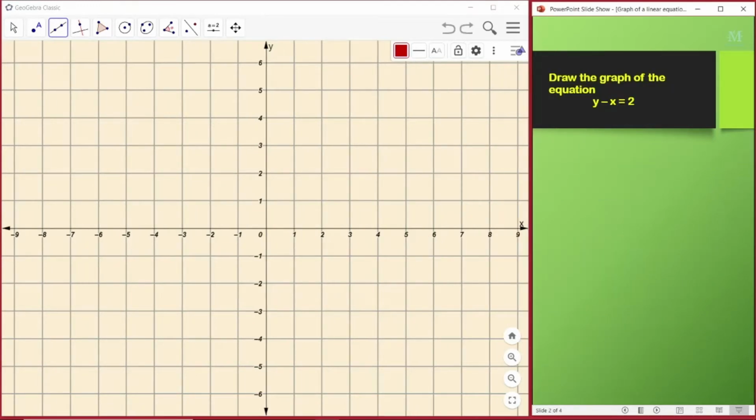To draw the graph of the equation y minus x is equal to 2. So we have this equation y minus x is equal to 2. Then second step says express y in terms of x. If we express y in terms of x in this equation, we will get y is equal to x plus 2. Now the third step is give values to x and calculate corresponding values of y from expression in step 2. Step 2 के expression में हम x को different values देंगे और y की different values calculate करेंगे.